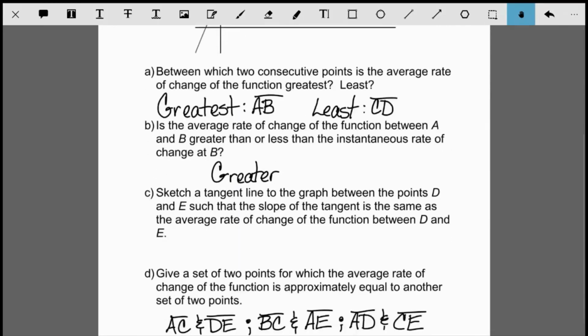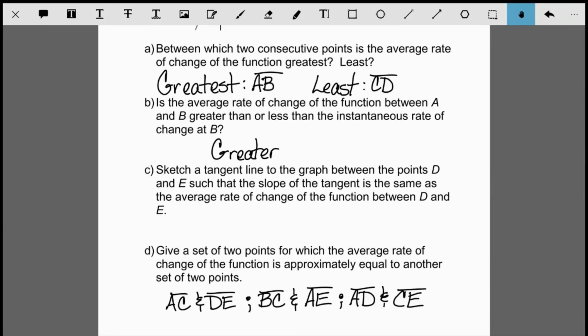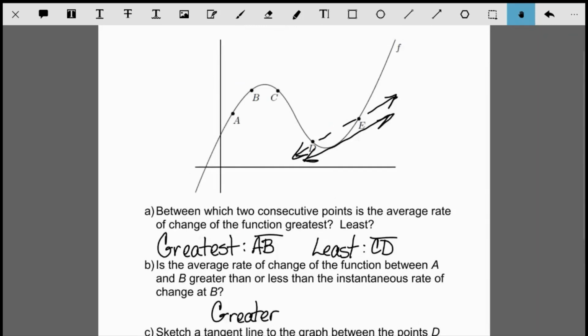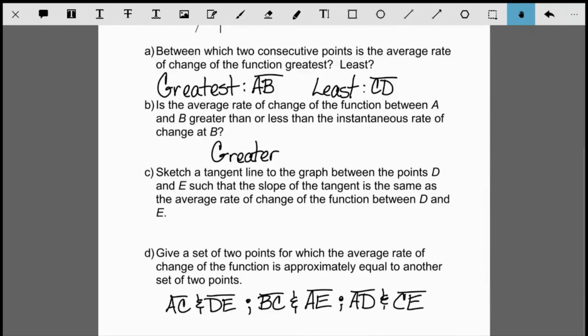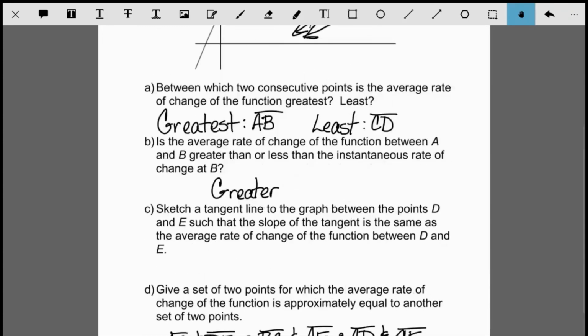Okay, and then the last question, give a set of 2 points for which the average rate of change of the function is approximately equal to another set of 2 points. And there's a lot of different answers here. So I gave 3 groups, there may even be more, but I did A and C and D and E. I did B and C and A and E, or A and D and C and E. Like I said, there might be others, but the main thing is you're just looking at the slopes. The average rate of change is the slope between 2 points. You're trying to find equal slopes there.